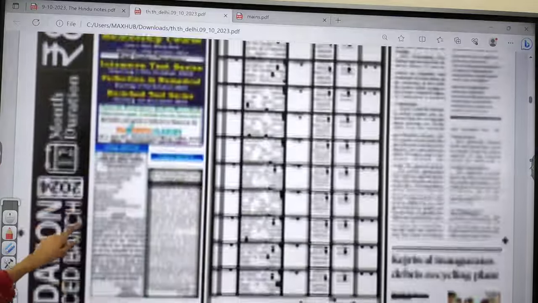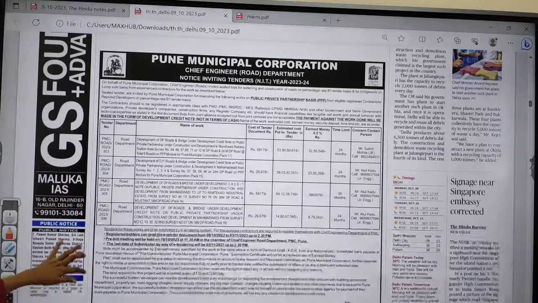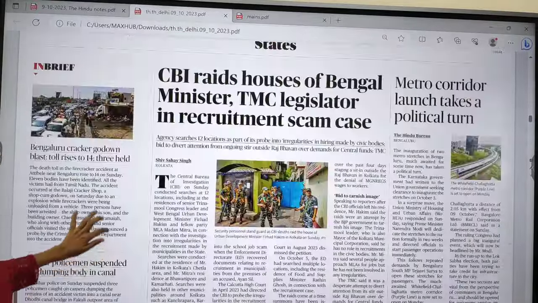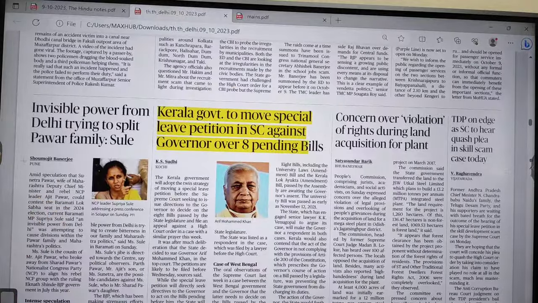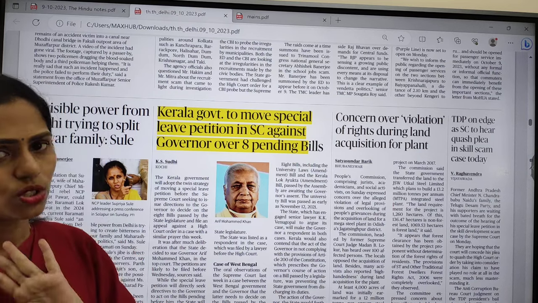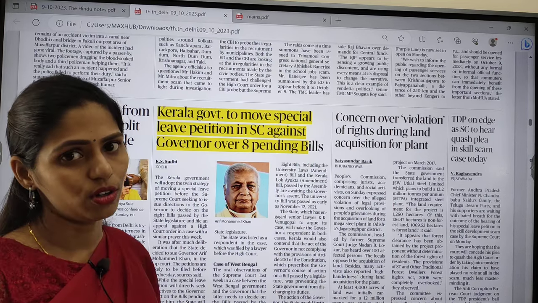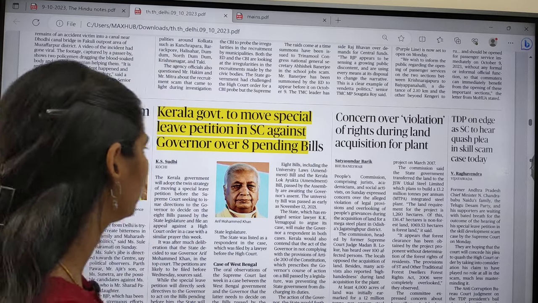If you move on to the city page, there is nothing much important in today's paper, and you can directly move on to the state's page. Because of elections, most of the articles in our newspaper are political articles. So simply you can leave this article. There is no need of bothering about what is happening in the political parties.